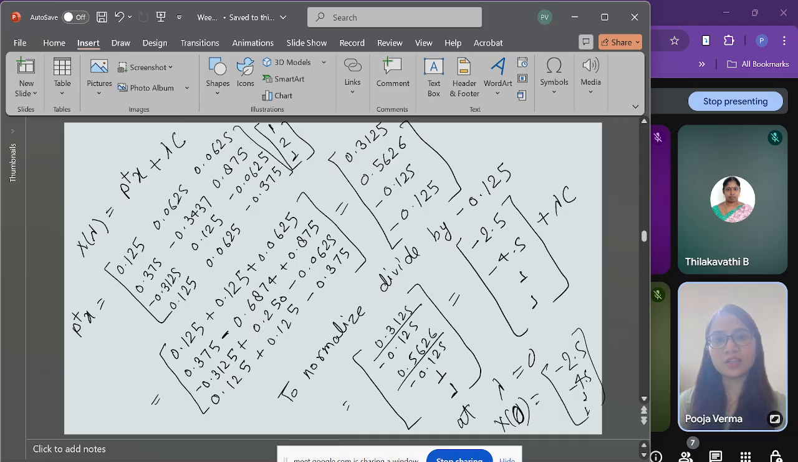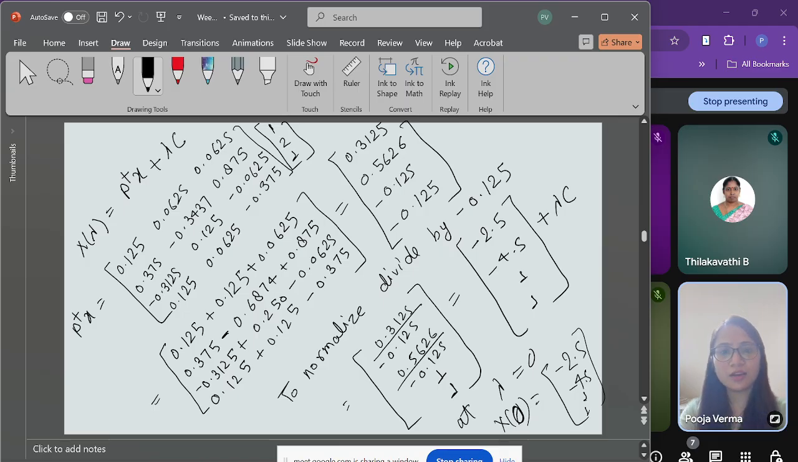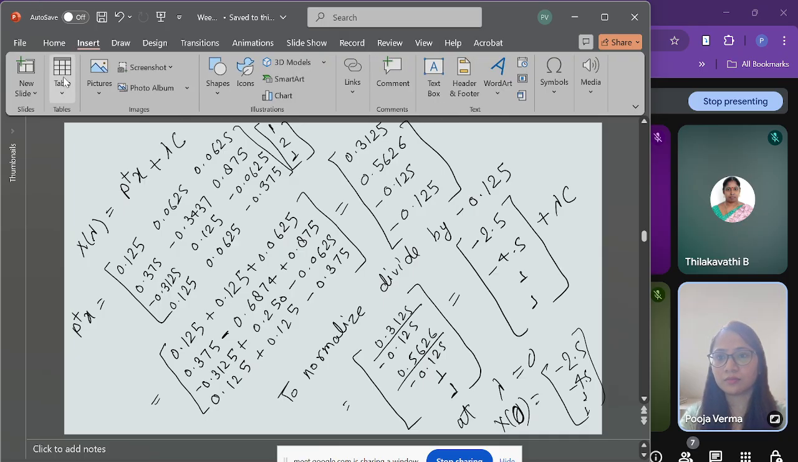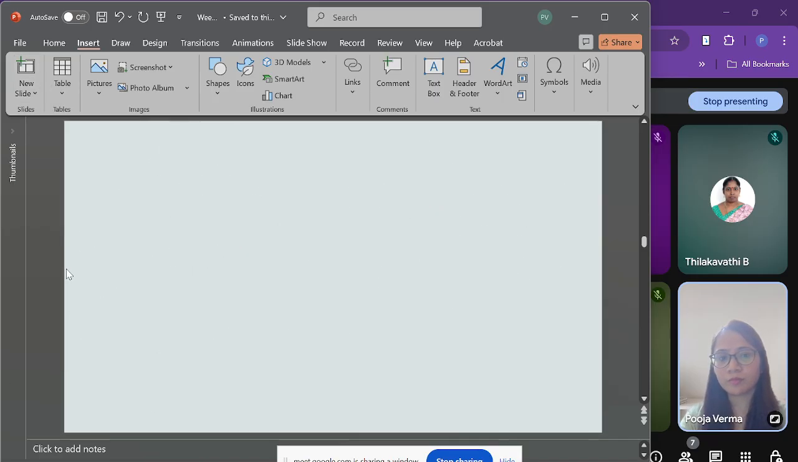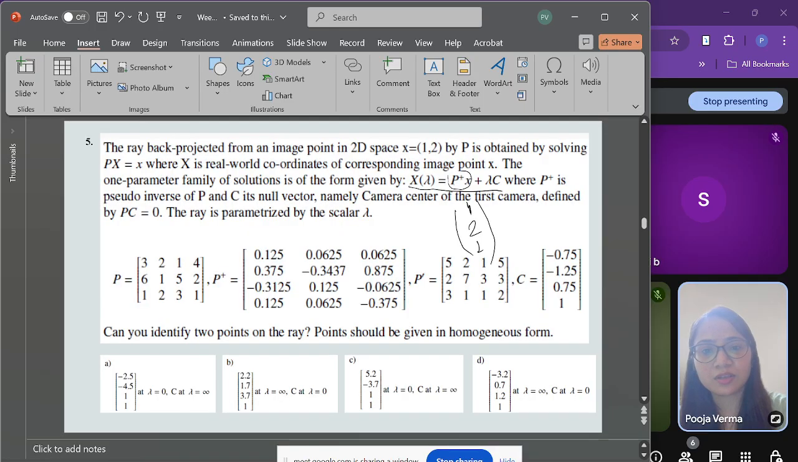Now next we need to calculate for lambda equal to infinite. So can I remove this part till here or take another slide? Okay, let me take another slide. These values are at lambda equal to 0, and next one is at lambda equal to infinite, right? Because the equation is the same, pseudo inverse of P and x we have calculated, these values are constant. Now we have to check for lambda equal to 0 and lambda equal to infinite, as it is given in the options itself.